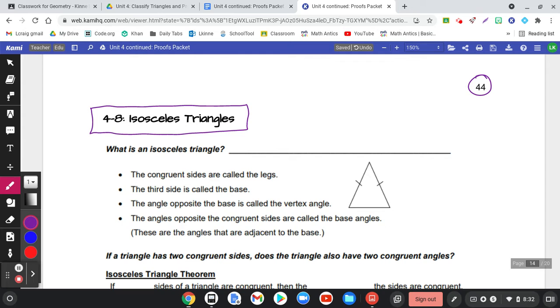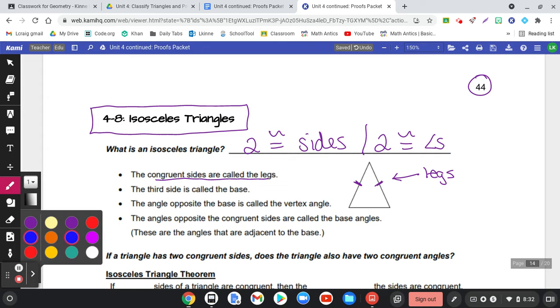So what is an isosceles triangle? It has two congruent sides and two congruent angles. All right, so here's an example right below. Let's talk about the parts. The two congruent sides are called the legs, and you see them marked with these symbols, so those are legs. All right, the third side is called the base, and it's not necessarily on the bottom. The angle opposite the base is called the vertex, so up top here.